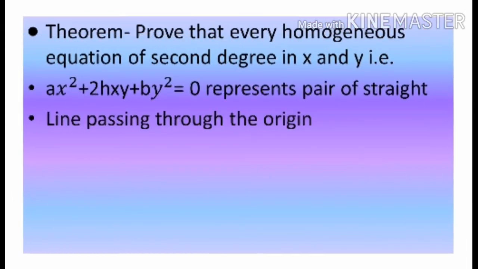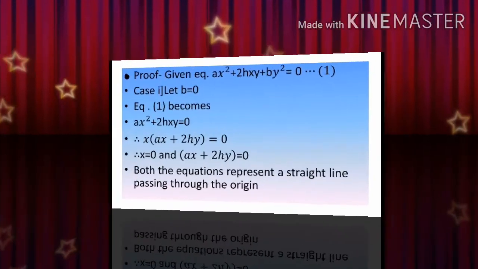Now, the third theorem in the topic. The statement is: a homogeneous equation of degree 2 in x and y, that is ax square plus 2hxy plus by square equal to 0, represents a pair of lines passing through the origin. Here a homogeneous equation of degree 2 in x and y is given and we have to prove that the equation contains two lines which pass through the origin. Now, proof.